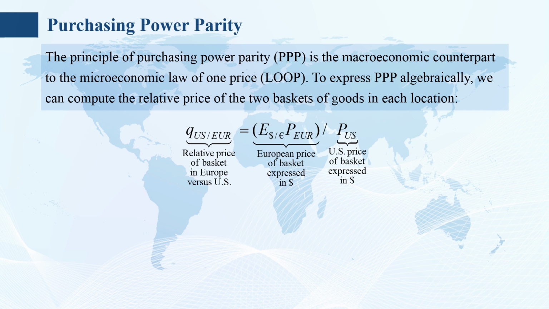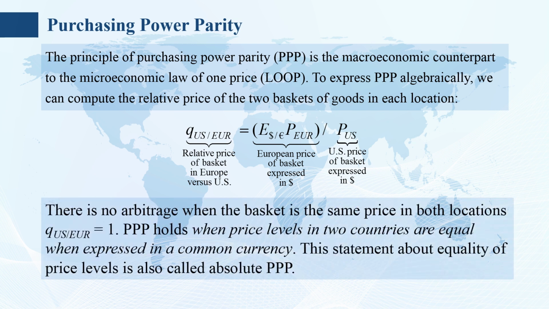So relative price of basket in Europe versus US is equal to European prices of basket expressed in dollars over US prices of basket expressed in dollars. There is no upcharge when the basket has the same price in both locations. Q sub US over EUR is equal to 1. PPP holds when price levels in two countries are equal. When expressed in a common currency, this statement about equality of price levels is also called absolute PPP.